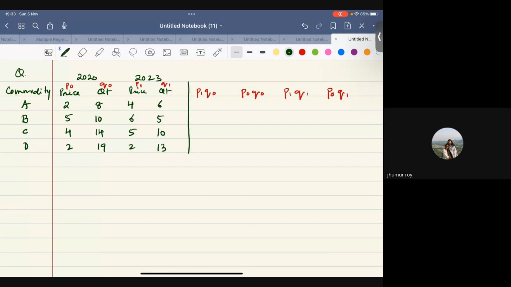Okay. So let us first calculate P1 Q0. So what is the value of P1 Q0? 4 into 8. This is your P1 and this is your Q0. This one and this one.